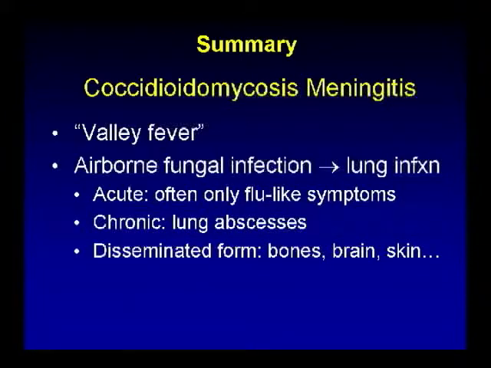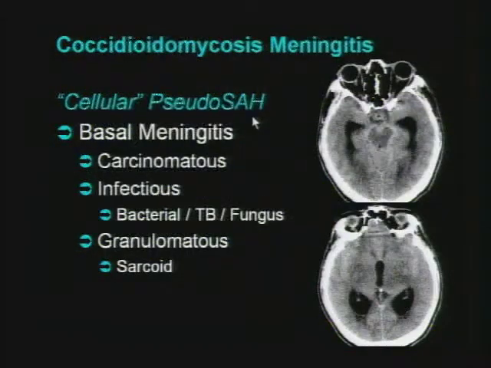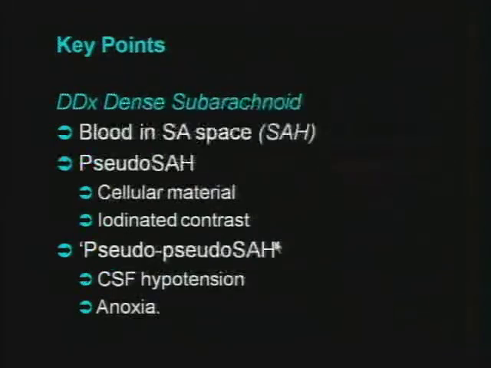But in fact, there's also a 10 to 20 times increased incidence of patients who are Hispanic or African American going on to the disseminated form without being immune compromised. So this is not necessarily a disease of immune compromised patients. And a lot of people write off fungal infection thinking you've got to be immune compromised to have it. You don't. So it tends to give you this kind of cellular pseudo-subarachnoid hemorrhage appearance. And our differential, again: carcinomatosis, infectious, granulomatous disease, clean ventricles, dense subarachnoid space.